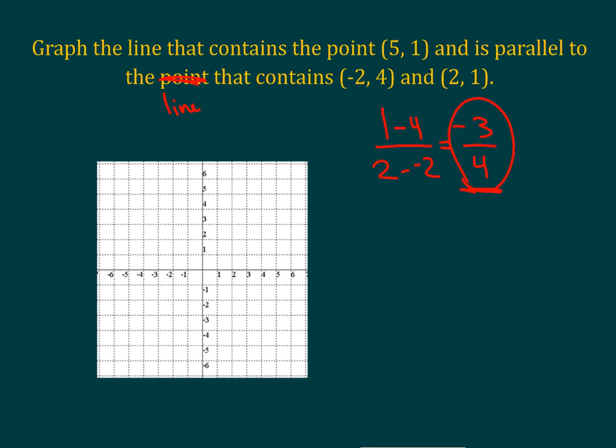So I go to 5, 1, that's right here. Negative 3 over 4 means I go down 3 over 4, which I actually come off the graph a little bit, but I can also kind of go backwards. So I'll go backwards 4, up 3, and it should look something like that.